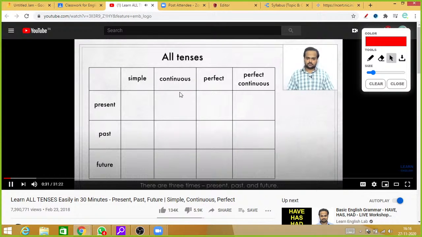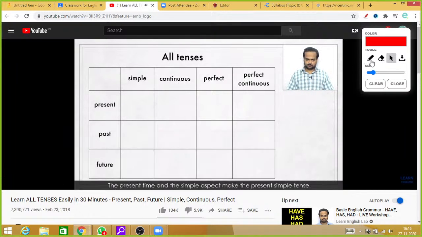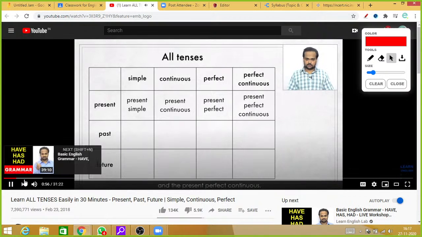There are 3 times: present, past, and future, and 4 aspects: simple, continuous, perfect, and perfect continuous. The times and the aspects combine to make all of the 12 tenses in English. The present time and the simple aspect make the present simple tense. Then we have the present continuous, present perfect, and the present perfect continuous.